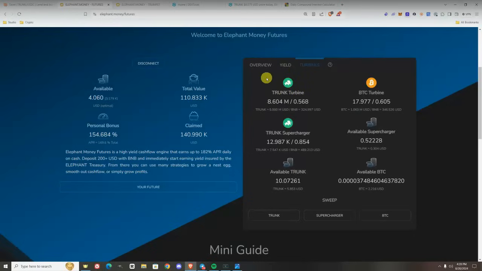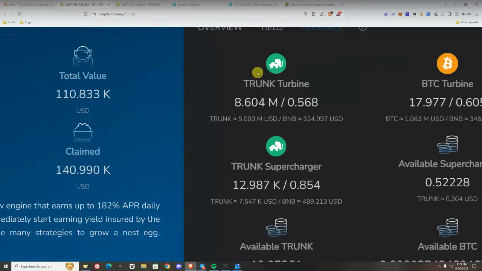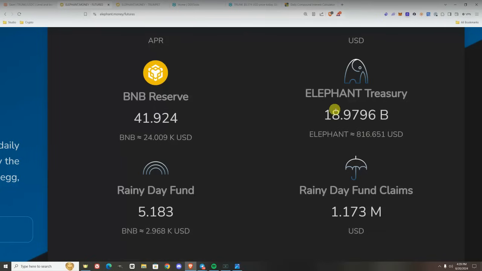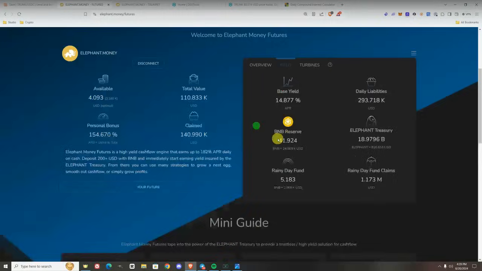Now with this V11 update, it's heavily geared towards trunk. The same percentage going into the trunk turbine is still there: 20%, which has a 1% APR outflow that goes into Bertha. But now you have this thing called a trunk supercharger, which takes 40% of inflow and has a 50% APR outflow that will sell trunk and buy Elephant for Bertha. Bertha is ultimately what's tied to your available numbers, and Bertha is what pays the liabilities of Futures. Those are the high-level updates that have come to V11.